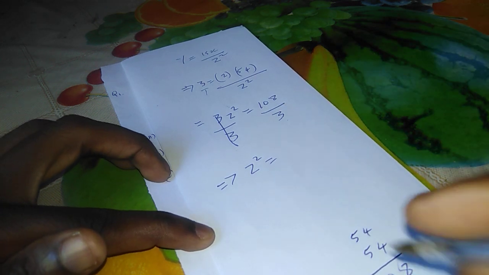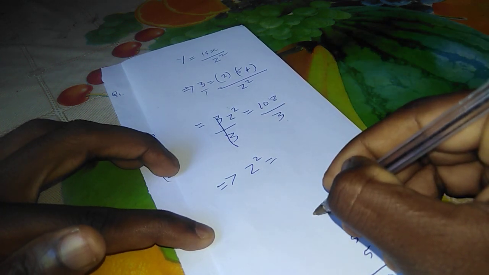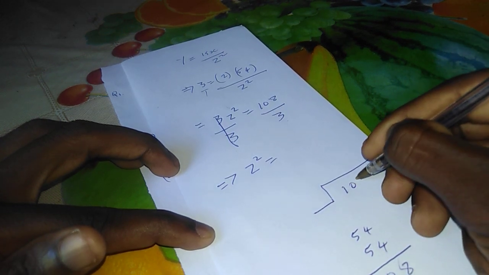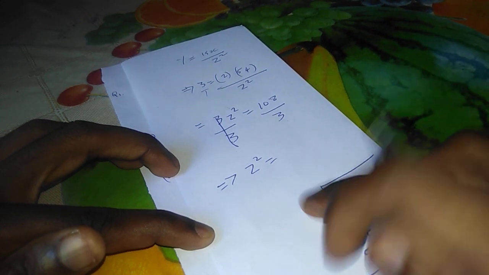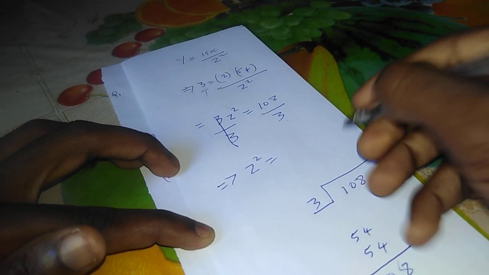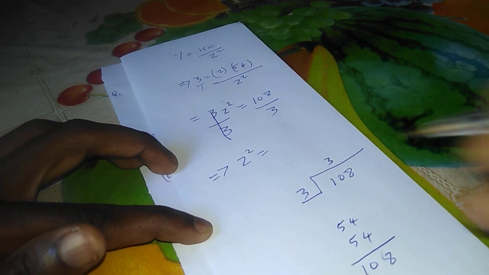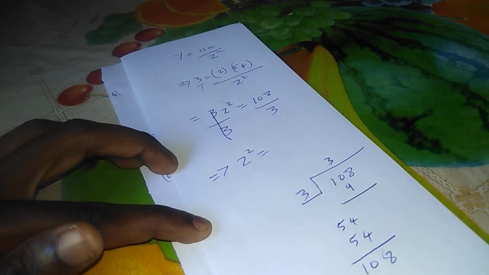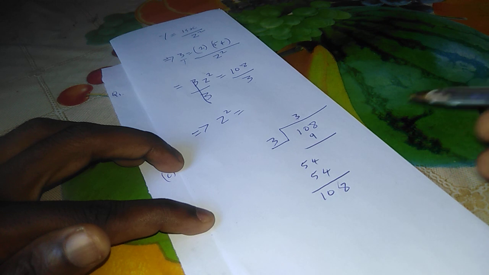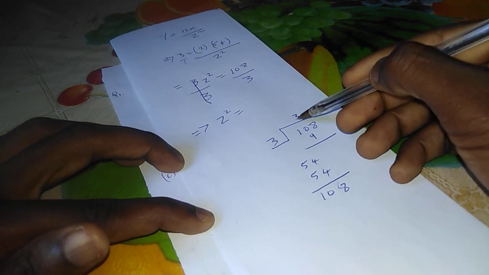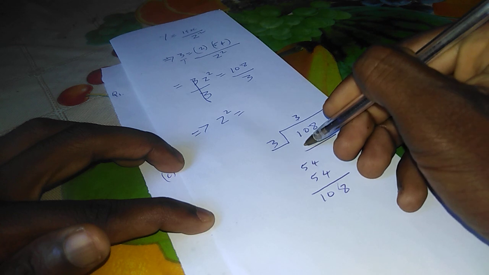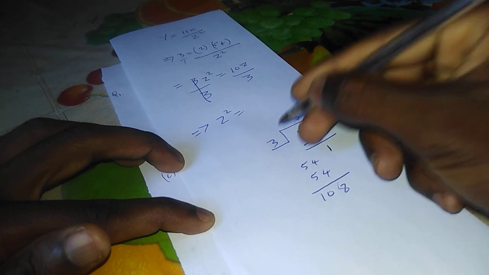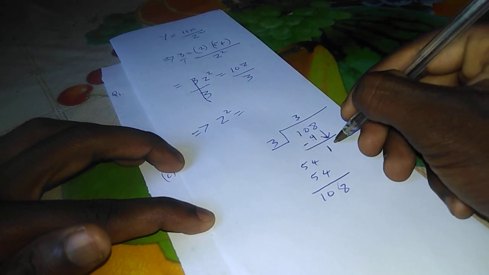Now this is a division, so I can use long division here: 108 divided by 3. 3 times 3 is 9, so I write a 9 here. 10 minus 9 is 1. This one can't go, so I drop down the 8, making 18.